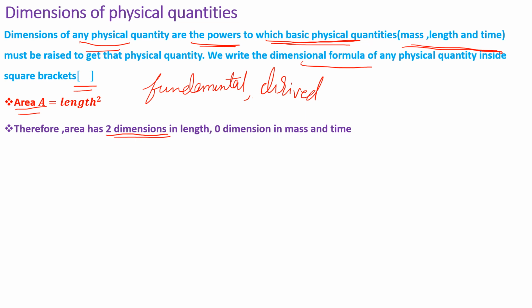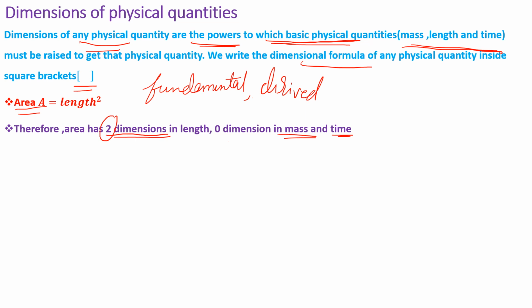And how many times do you have to raise the power of mass in order to get area? No, it is independent of mass and time. Area is independent of mass and time. That is why we need not raise the power of mass and time to any number to get the area. In order to get the area, we have to raise the power of length to 2. That number 2 is called the dimension of area. So we can say that area has two dimensions in length, zero dimensions in mass and zero dimensions in time.